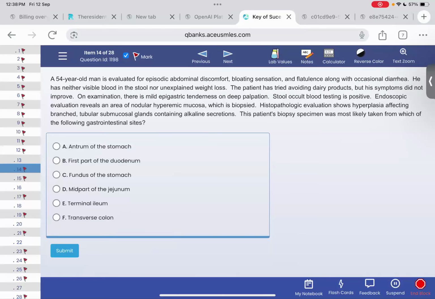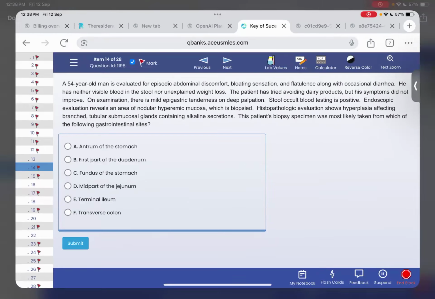This patient's biopsy specimen was most likely taken from which of the following gastrointestinal sites? Perfect. A 54-year-old man is evaluated for episodic abdominal discomfort, bloating sensations, and flatulence, along with occasional diarrhea. He has neither visible blood in the stool nor unexplained weight loss. The patient has tried avoiding dairy products, but his symptoms did not improve. On examination, there is mild epigastric tenderness on deep palpation. Stool occult blood testing is positive.